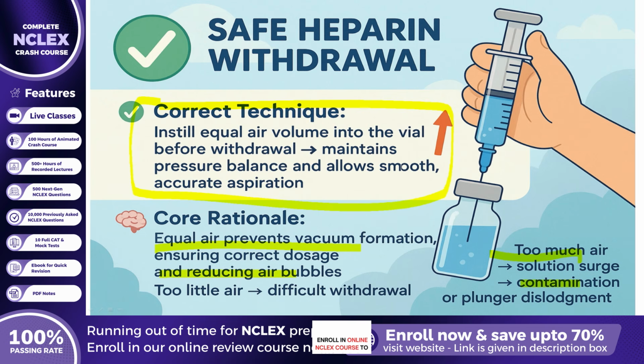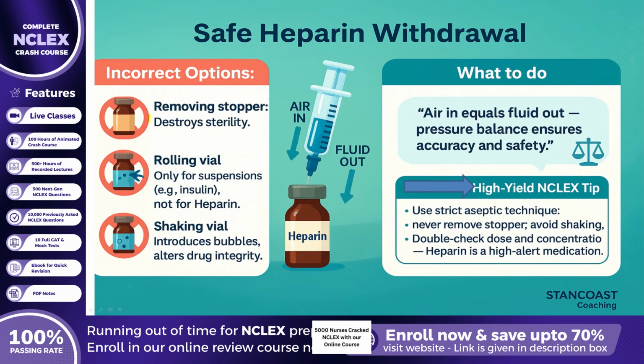Now, analyzing why the other options are incorrect provides additional clarity. Option A, removing the rubber stopper, compromises sterility and exposes the medication to environmental contaminants, making it an unsafe practice. Option C, rolling the vial between the palms, applies only to medications that require gentle mixing, such as modified insulin preparations, not heparin sodium, which is a clear solution. Option D, shaking the vial vigorously, may introduce air bubbles and alter the integrity of delicate biological solutions, rendering this approach incorrect and unsafe.